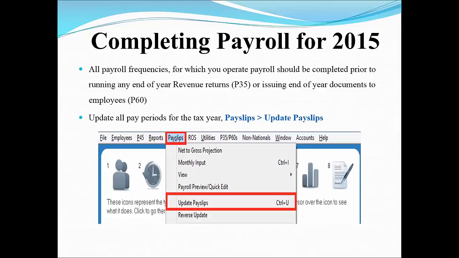The first thing we will look at is completing the payroll for 2015. It's imperative that all payroll is completed before commencing your year-end returns. So all pay frequencies for which you operate payroll should be completed prior to running any end-of-year revenue returns, your P35, or issuing your end-of-year documents to employees, the P60s. So all pay periods should be updated for the tax year. To update the pay slips for each pay frequency, you would go to pay slips and update pay slips.